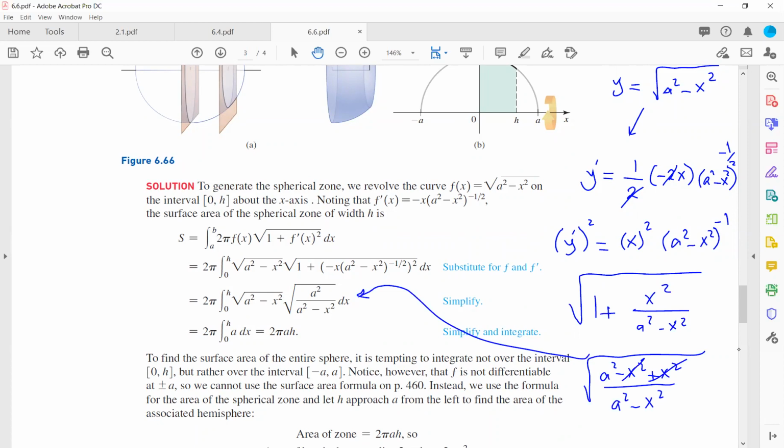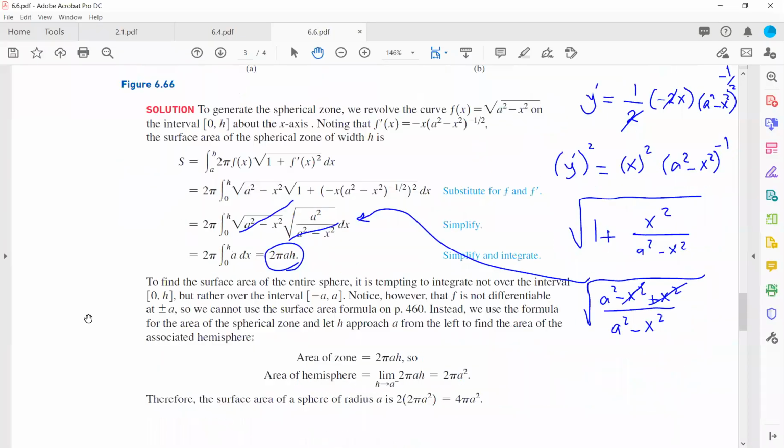And remember that in your formula, you have 2 pi times function f of x. Your function f of x is defined as the square root of a squared minus x squared. So when you substitute that, you can cancel these two expressions. The outcome is equal to 2 pi integral. You're just left with a dx, because the square root of a squared is a. The integral of a dx is ax. When you plug in h, you get 2 pi ah. Okay, perfect.